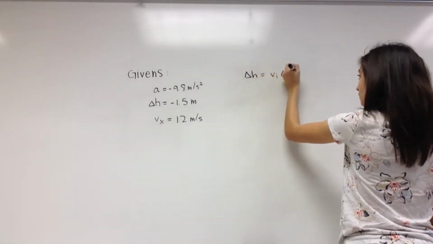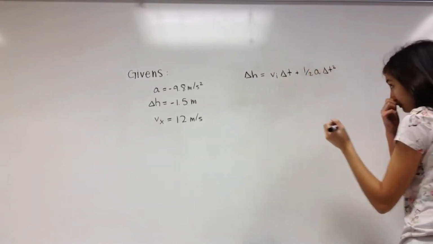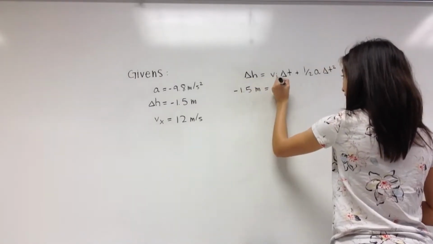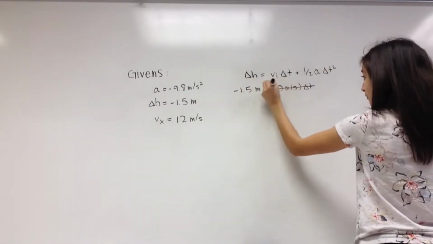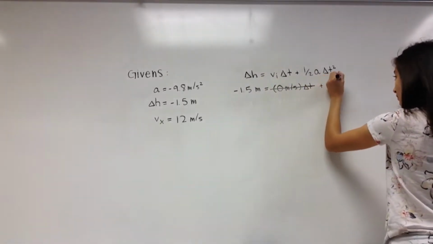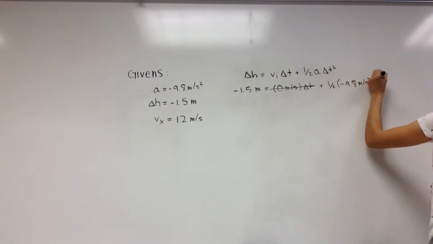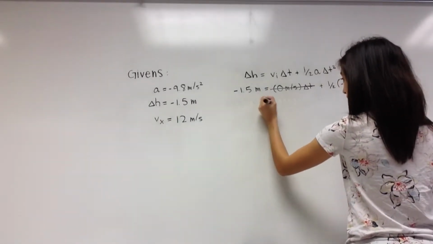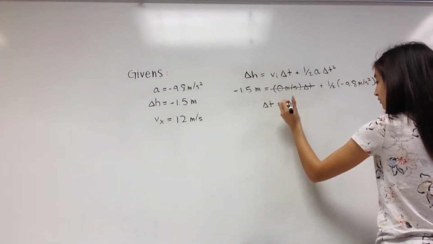To solve this problem, first you must calculate time. The best equation to do this with is h equals VIT plus 1/2 AT squared. Plug in your givens and remember that the initial velocity in the y direction is 0 meters per second. You should get 0.55 seconds.